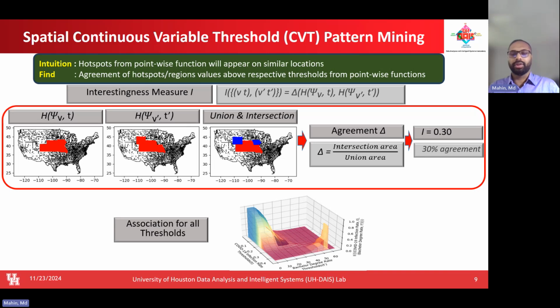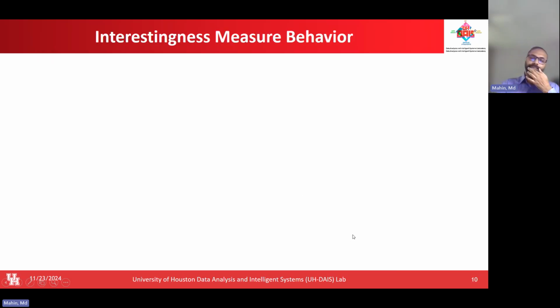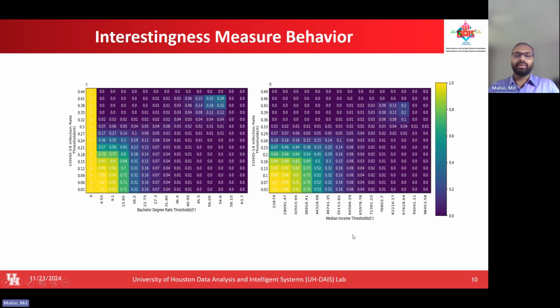What happens? We measure it for all possible thresholds. This is one example from COVID-19 infection rate thresholds and bachelor degree rate thresholds. And we can say the interestingness measure is not a simple curve. There are different high and low curves within that, for varying thresholds. Then we study the behavior, and we do it for 15 by 15 thresholds for two variables. One is COVID-19 infection rate and bachelor degree rate, and the other is COVID-19 infection and median income thresholds.